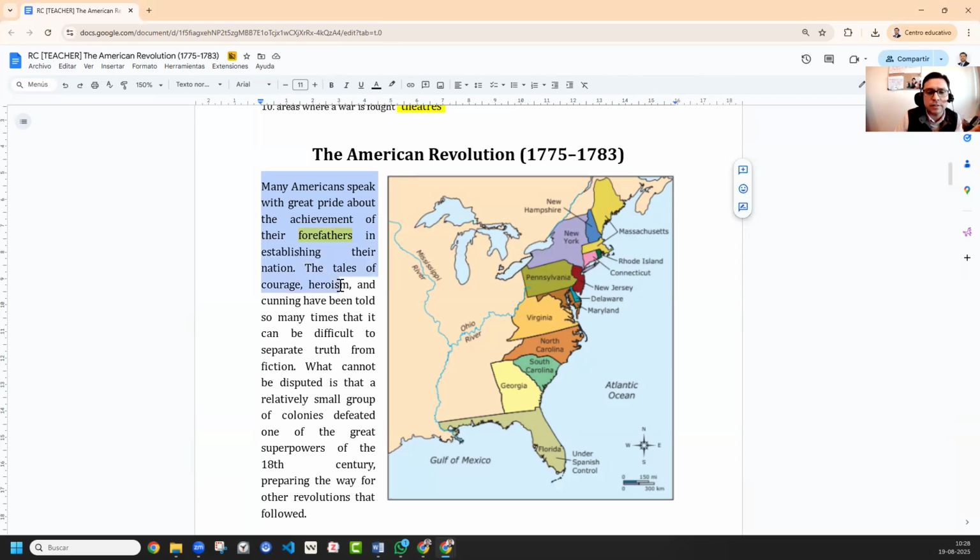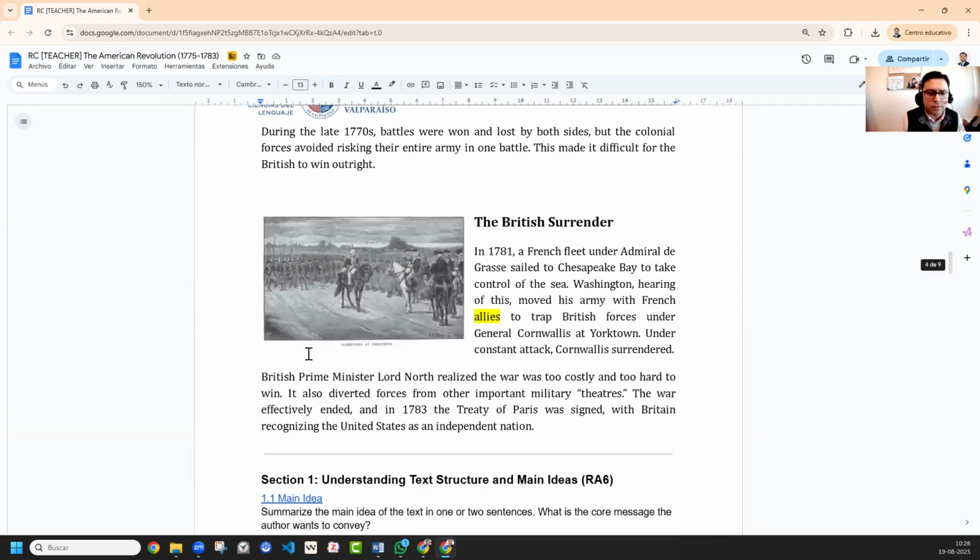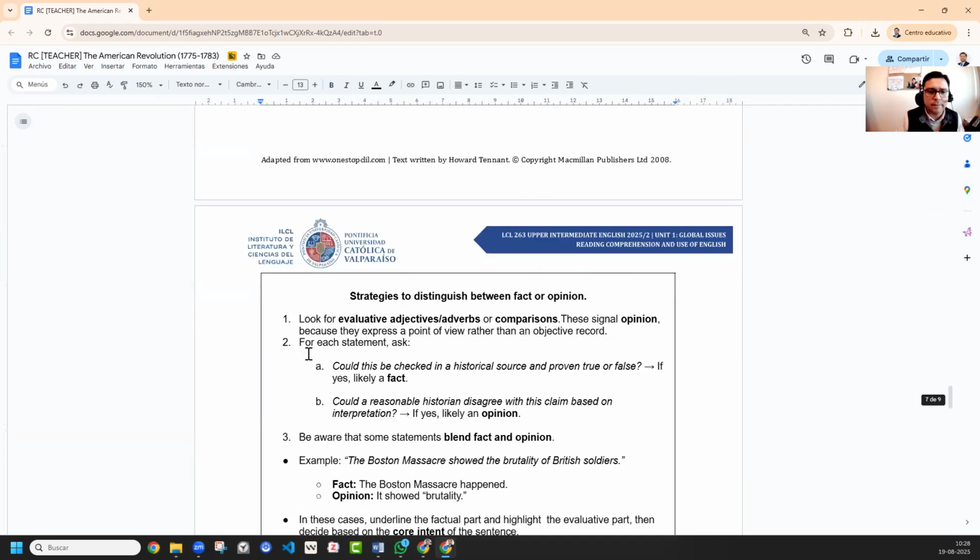The tales of courage, heroism, and cunning have been told so many times that it can be difficult to separate the truth from fiction. What cannot be disputed is that a relatively small group of colonies defeated one of the great superpowers of the 18th century. So all of this is value-laden in favor of the colonists, of course. Okay, so we're going to copy that and paste it here.